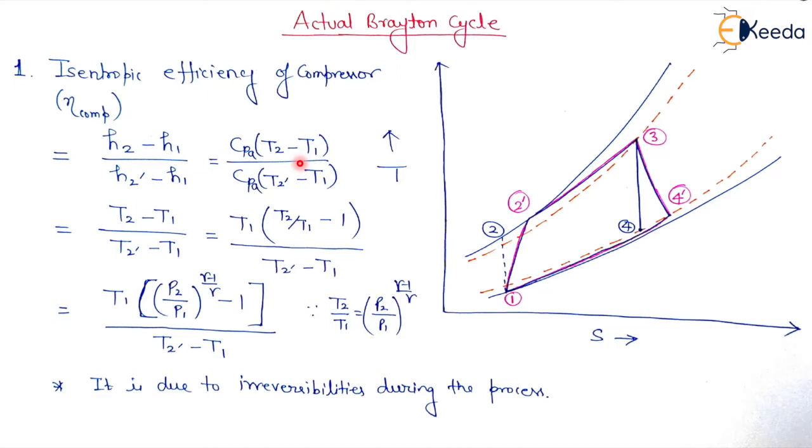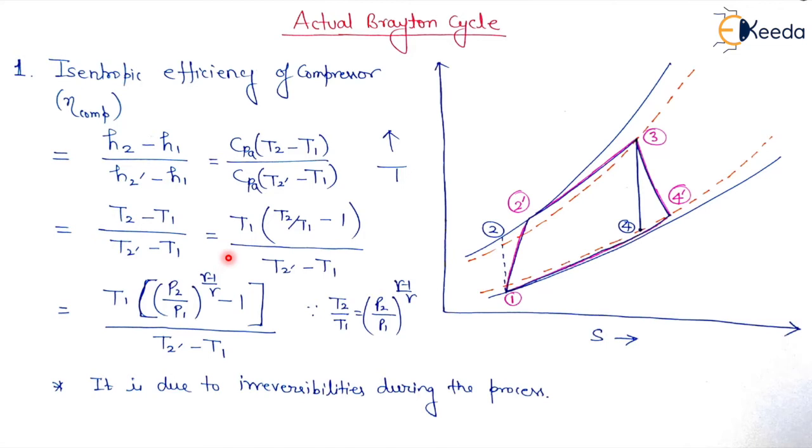Now, in terms of temperature, how will I write it? You see here, at point number 1, air will be there. From process 1 to 2, air will be present. You have to remember this. So this is the specific heat of air, CPA, into T2 minus T1. Similarly, for process 1 to 2 dash, CPA into T2 dash minus T1. So in terms of temperature, CPA will cancel out and I'll get T2 minus T1 divided by T2 dash minus T1.